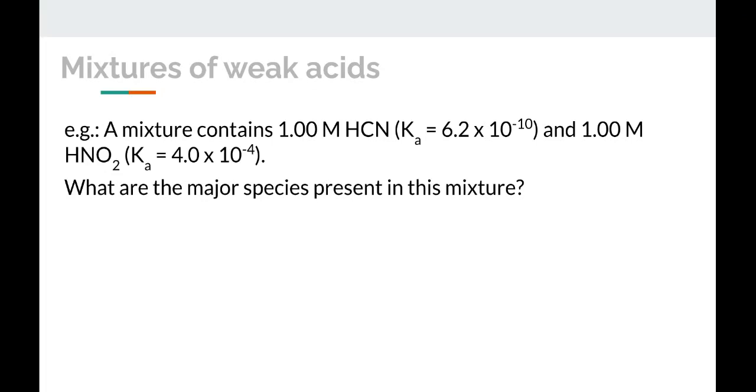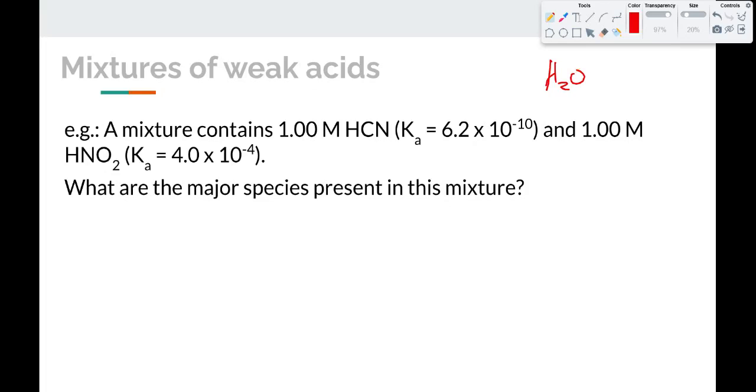Let's think about mixtures of weak acids. If I have a mixture of HCN and HNO2, what are the major species that are present in this mixture? Well, they're both aqueous solutions, so H2O is going to be the dominant species. There's going to be more of that than anything else. And then both these species are going to ionize. So HNO2 is going to reach equilibrium with H+ and NO2−, and HCN is going to reach equilibrium with H+ and CN−.